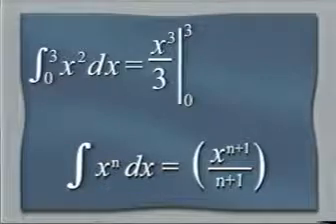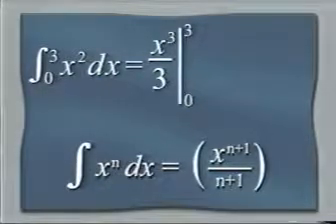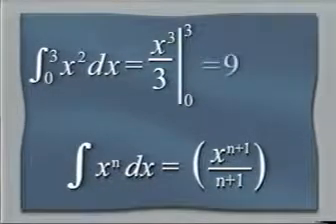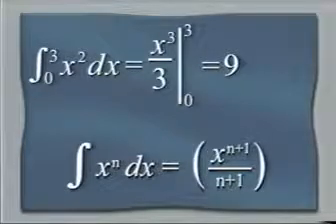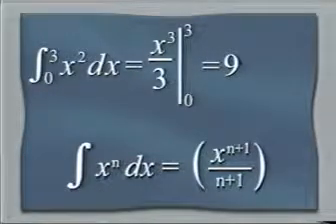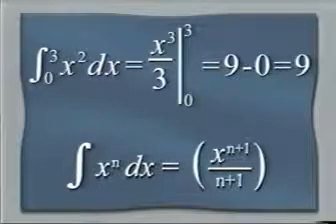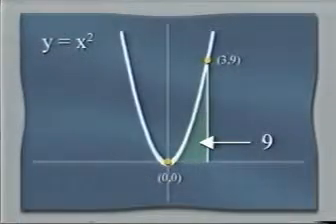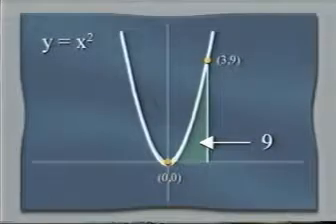Well, x to the third, when x is 3, is 27, and 27 divided by 3 is 9. When x is 0, 0 to the third is 0, divided by 3 is 0, and 9 minus 0 equals 9. So the area under the curve y equals x squared between 0 and 3 is equal to 9.